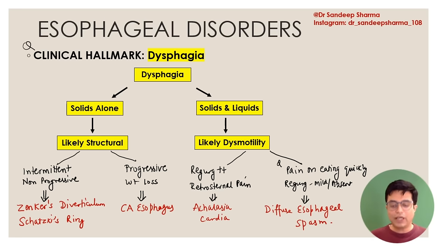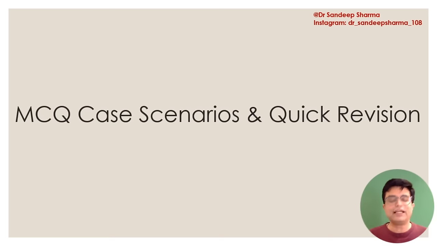So this is a flowchart, which is very important. Understand this flowchart, how to incorporate it into MCQs, how MCQs are going to be asked. Let us have a look. Let us move further and try to discuss some case scenarios in quick revision. I am discussing 6 or 7 case scenarios here related to esophageal disorders. 5 out of them are already past questions in one way or the other, right?